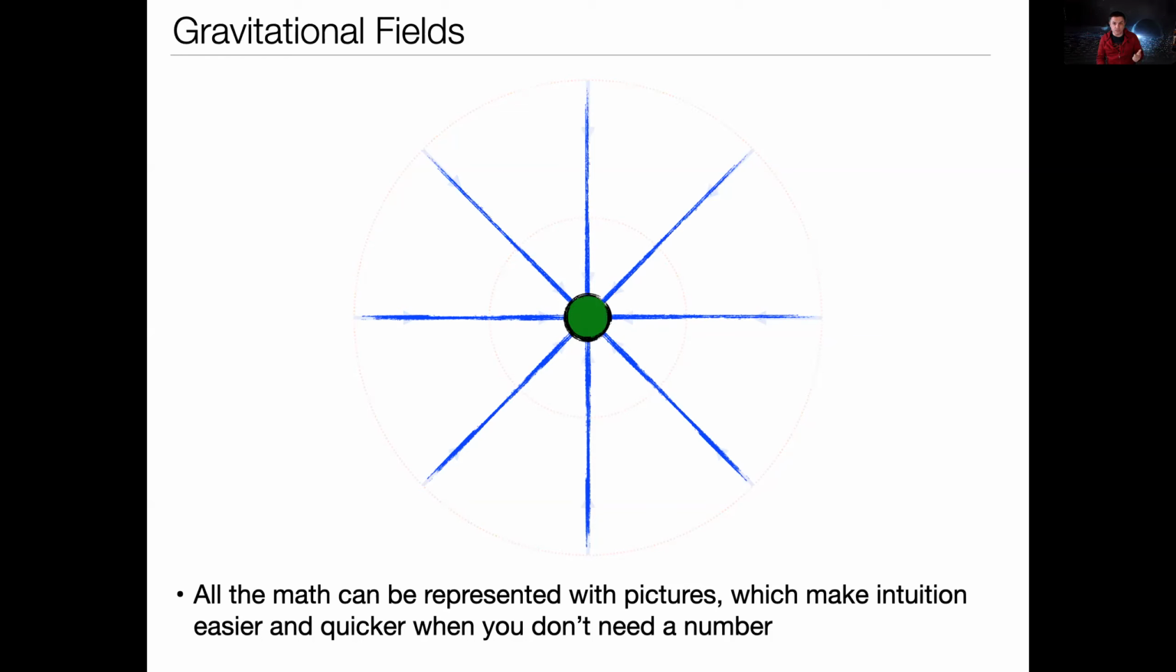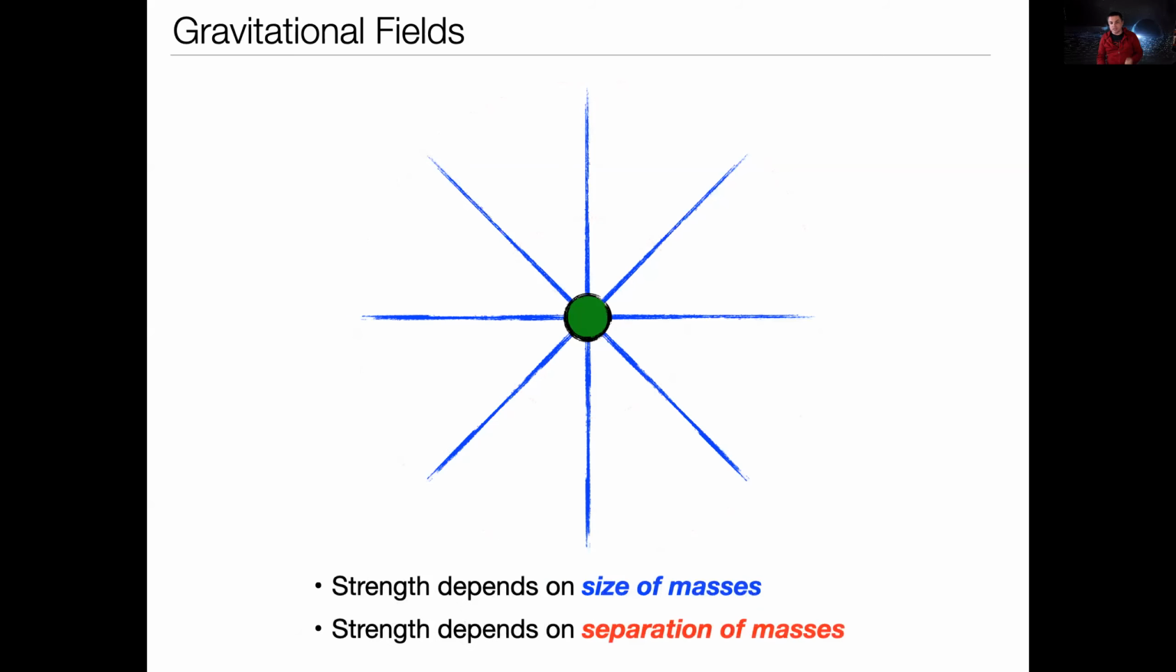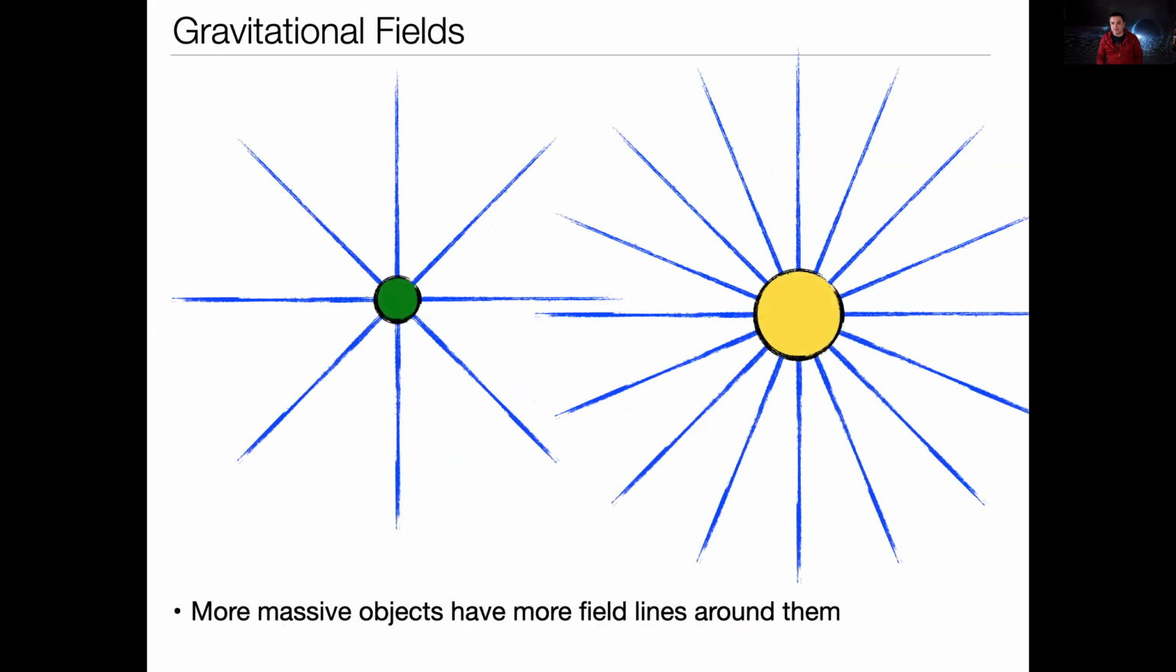Now, I told you that this could replace our mathematical expression for the universal law. So how are the things that we know the universal law says encoded in this diagram? Okay, so the strength depends on the size of the masses, and it depends on the separation of objects from the mass creating the gravity. Okay, well, the size of the mass is, if you have a larger mass, you just draw more field lines.